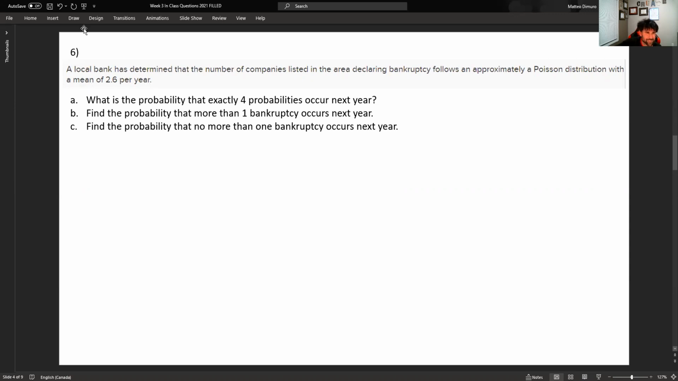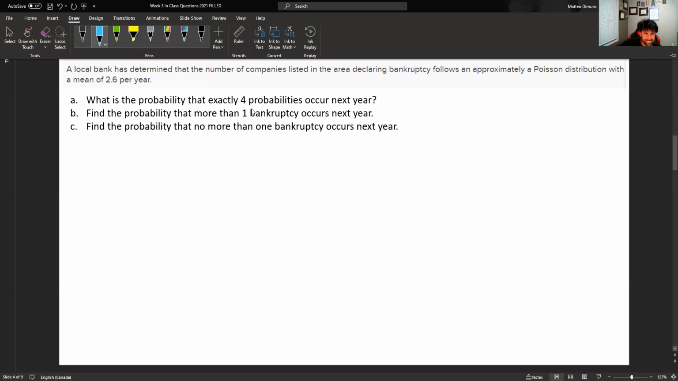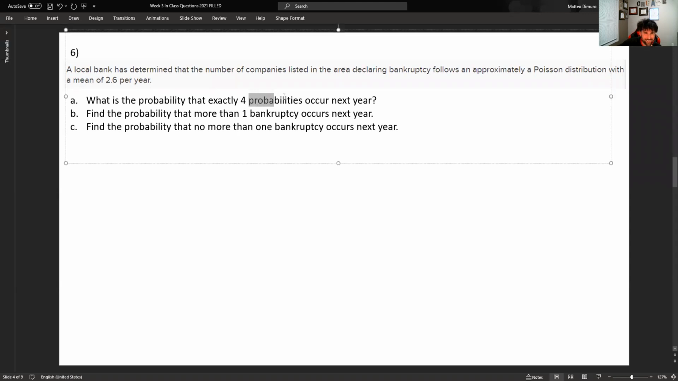4, that should say bankruptcies, not probabilities. So right here, they should say bankruptcies. Let's see if I can modify that. Okay. They spell bankruptcies like that. There. All right, I'm a math teacher, not an English teacher.